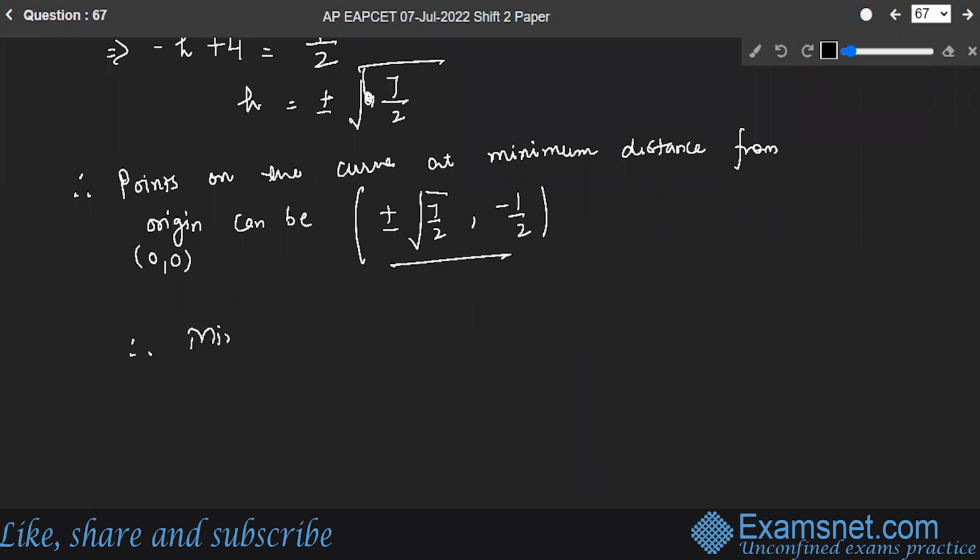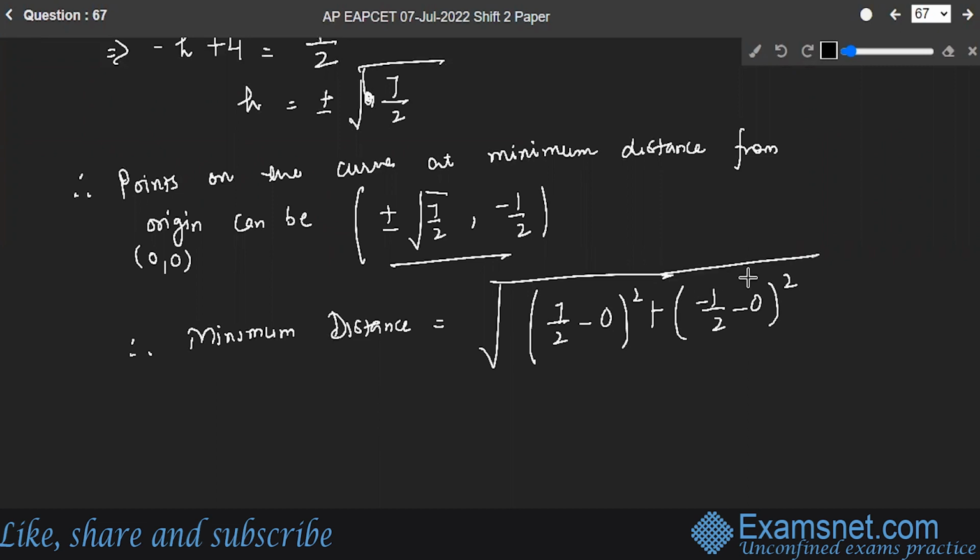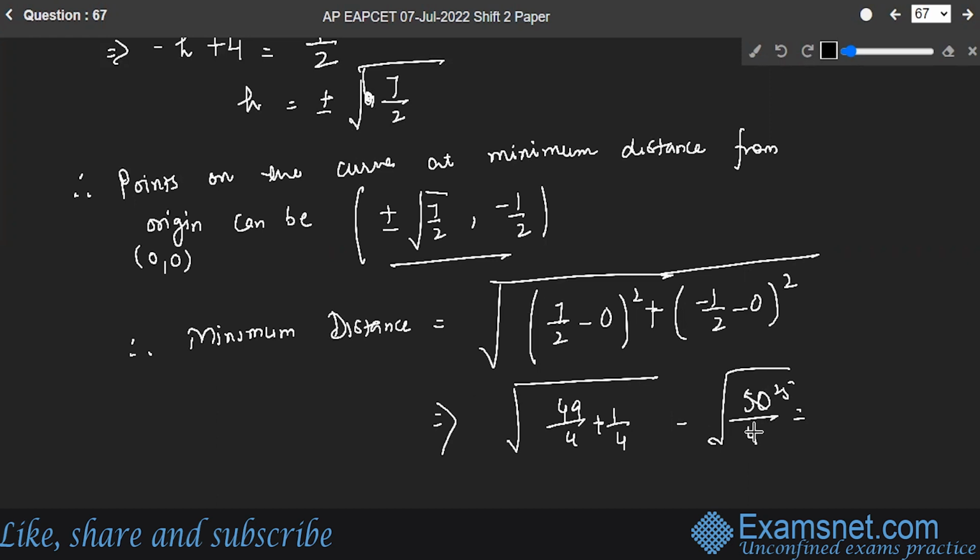Therefore, minimum distance is root of (7 by 2 minus 0) plus (minus 1 by 2 minus 0) whole square. So this will be equal to 49 by 4 plus 1 by 4. This will be equal to 50 upon 4, which will be equal to, this will go at 25 and this will go at, okay, leave it. I can take 2 and root of 50. So this will give me 5 root 2.